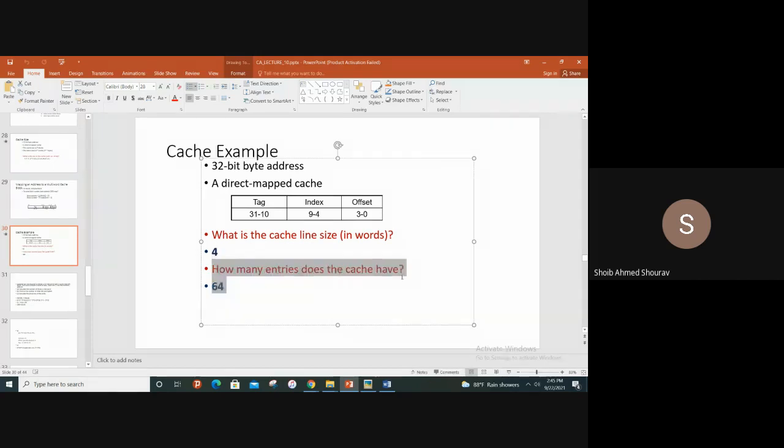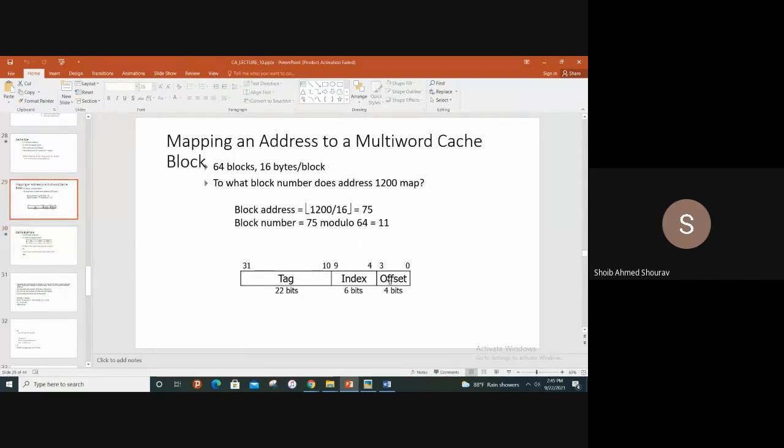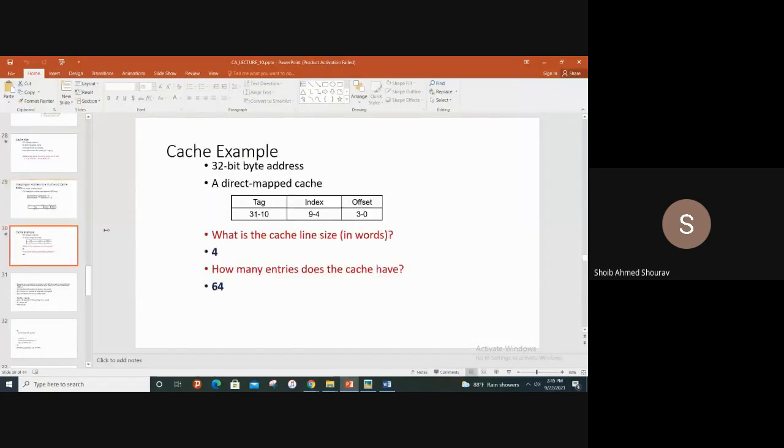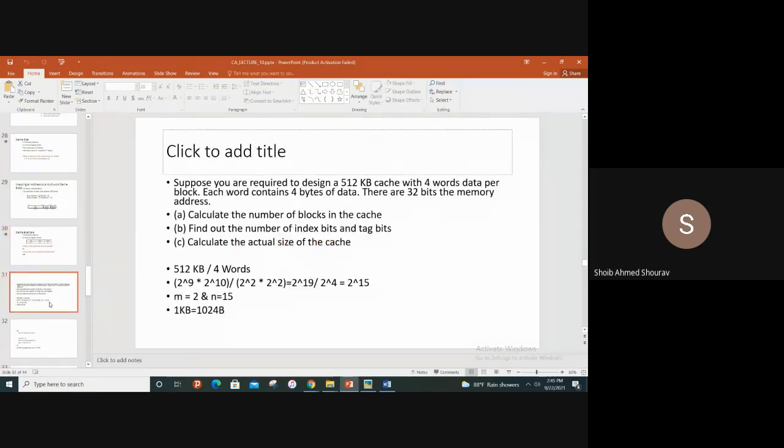And how many entries does the cache have? 64 blocks. How? Index is 4 to 9, so 4, 5, 6, 7, 8, 9, that is 6 bits. 2 to the power 6 is equal to 64. So this is vice versa. From this mathematics, we can design this field. From the given field, we can answer these questions as well: how many words, how many blocks there are, you can find out as well. Now we are going to see 2 examples. This will be a long class, so concentrate.